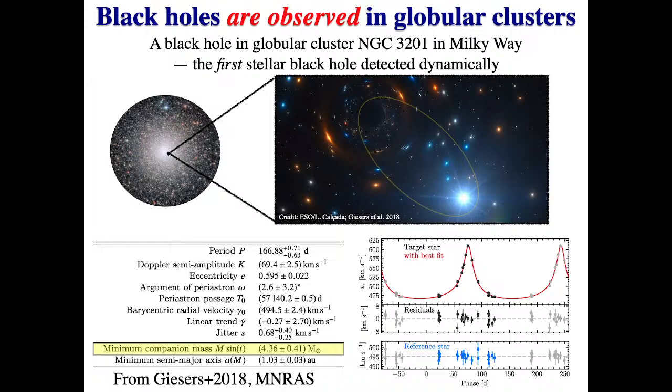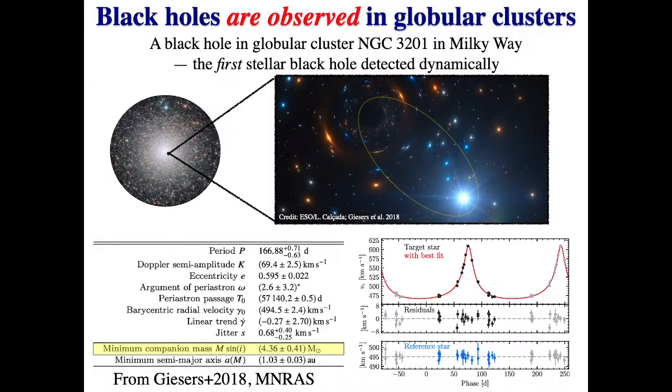From the radial velocity measurements, you can constrain the M sin i of the hidden companion. In this case, you can see here, highlighted in yellow, the companion has a minimum mass of around 4.4 solar masses. So quite clearly, it's not a neutron star or even a binary neutron star. It is almost certainly a black hole. And this was actually the first ever stellar mass black hole to be observed through dynamical measurements.